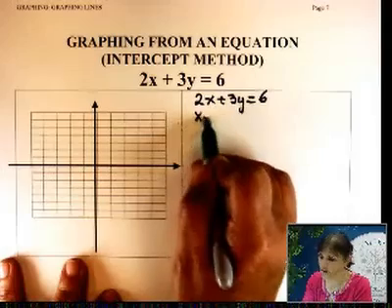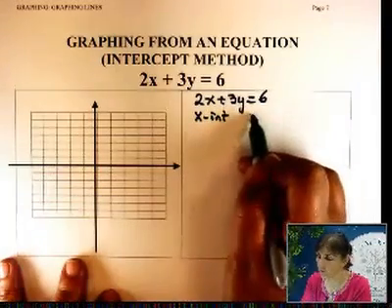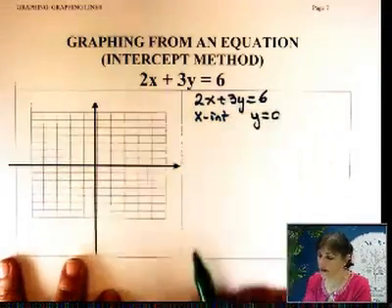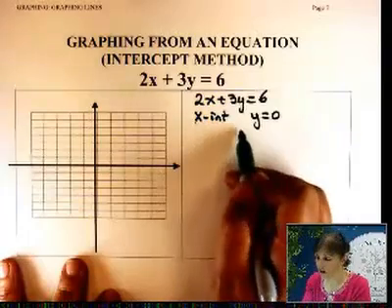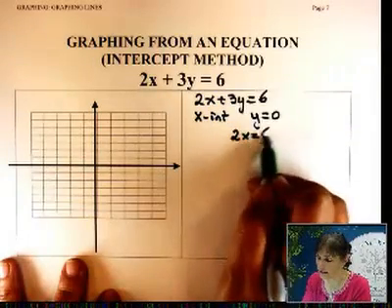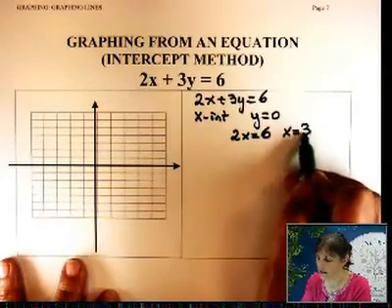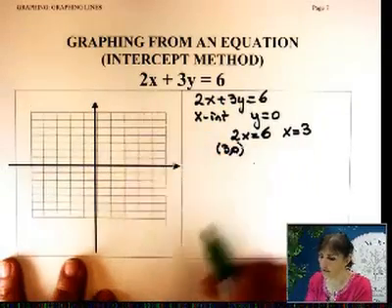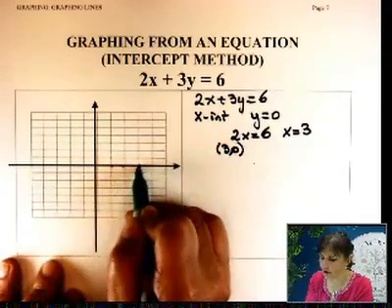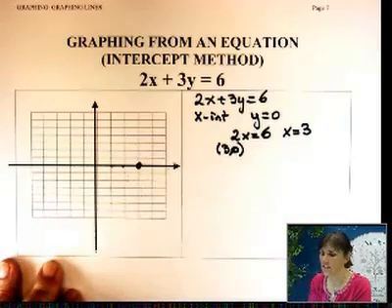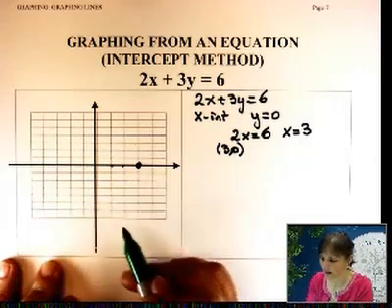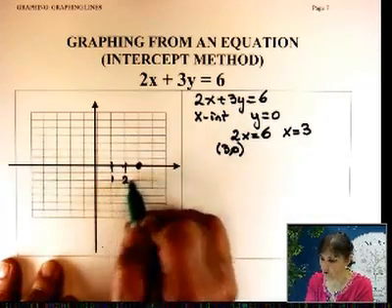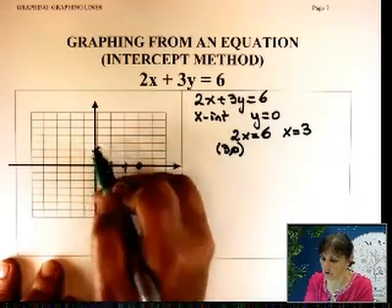To find the x-intercept, what do I need to do? Set y to 0. Now put y as 0 in there. I have 2x equals 6. That means x equals 3. So my x-intercept is (3, 0). Go put that in: 1, 2, 3, 0. Here is my x-intercept.